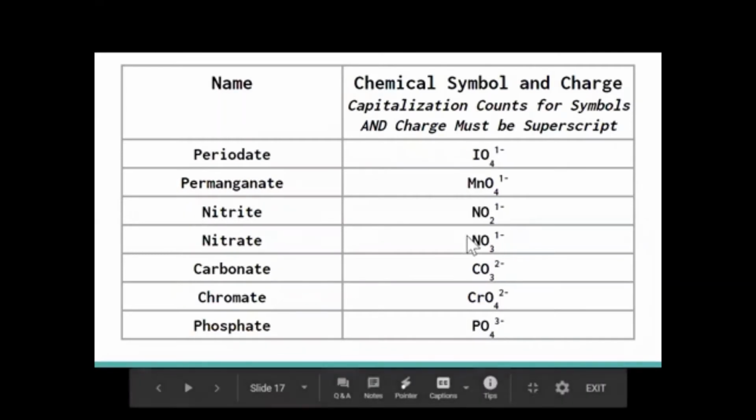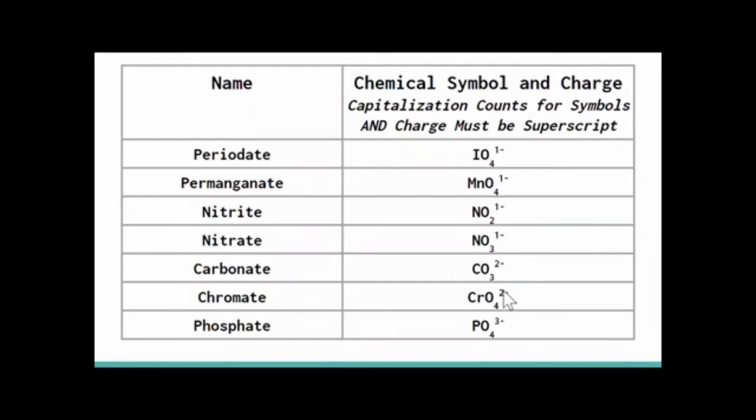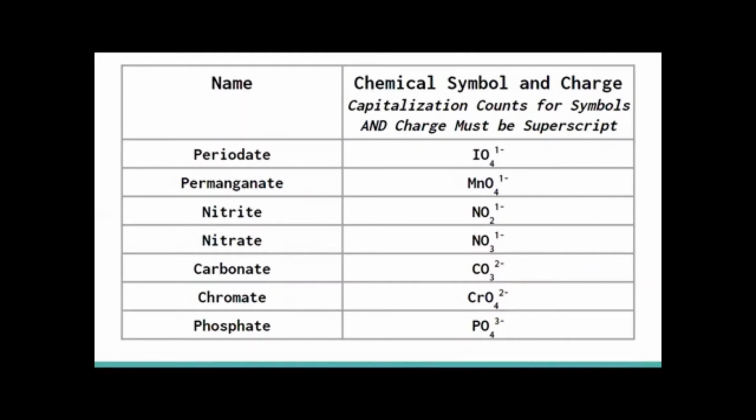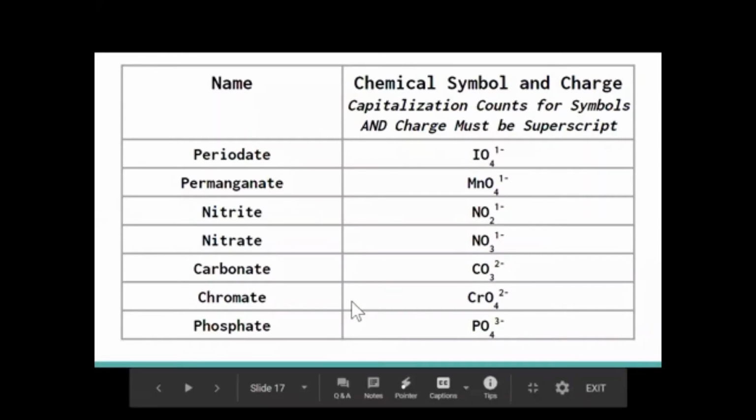Okay, the next page. Periodate, IO4, 1 minus. Permanganate, MnO4, 1 minus. Nitrite, NO2, 1 minus. Nitrate, NO3, 1 minus. Carbonate, CO3, 2 minus. Chromate, CrO4, 2 minus. Phosphate, PO4, 3 minus.